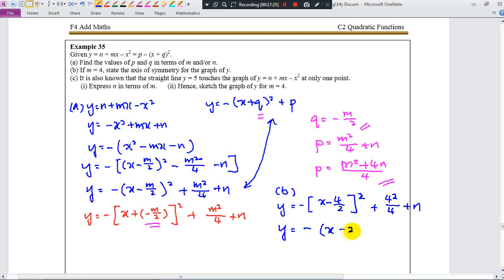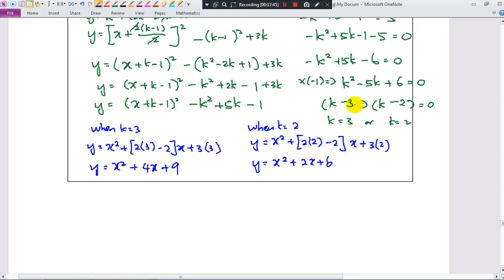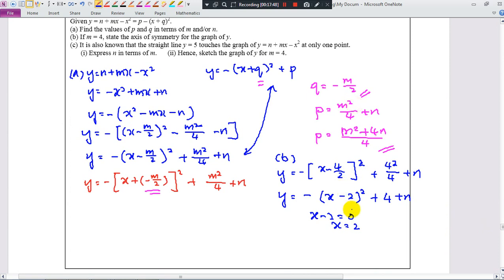So x minus 2 squared plus 4 squared, 16 divided by, so this is 4, right? 16 divided by 4. Okay, so x minus 2 is equal to 0. X is equal to 2. So the axis of symmetry will be x equal to 2.